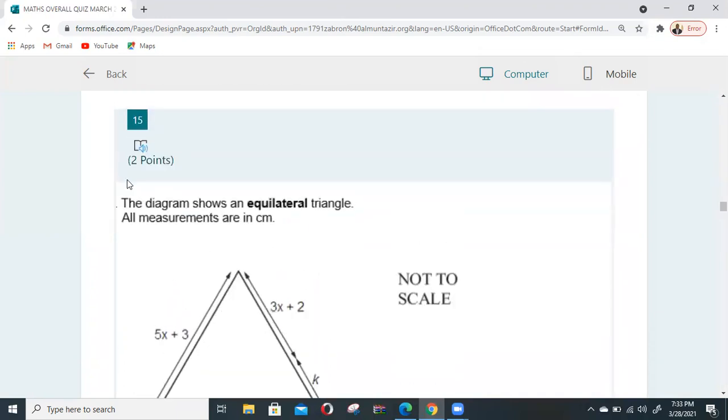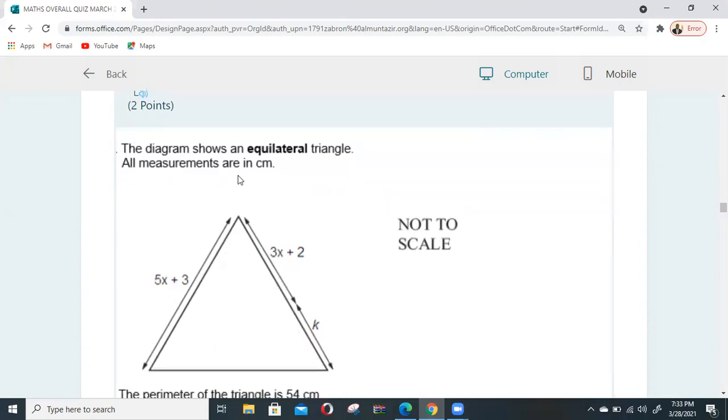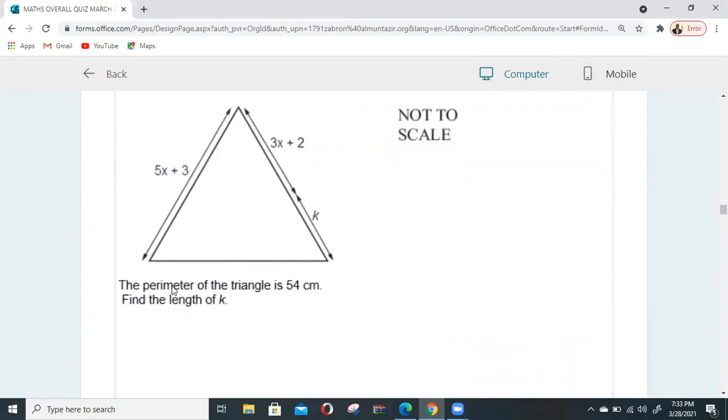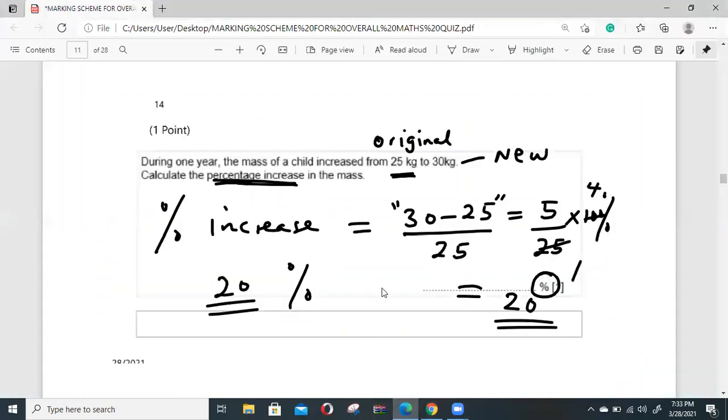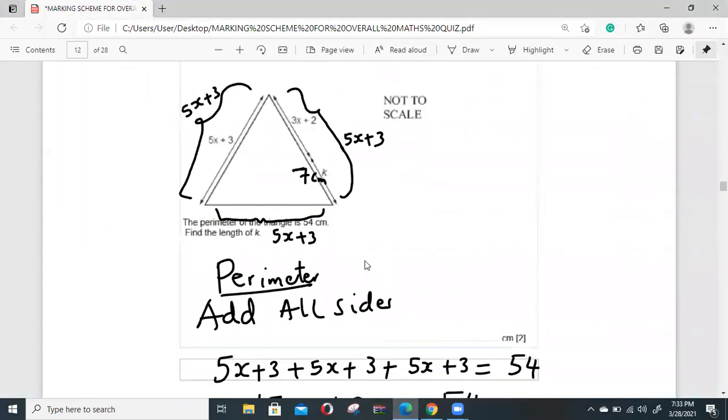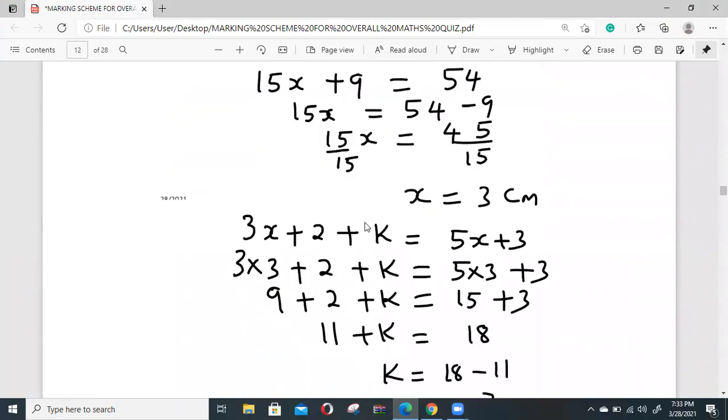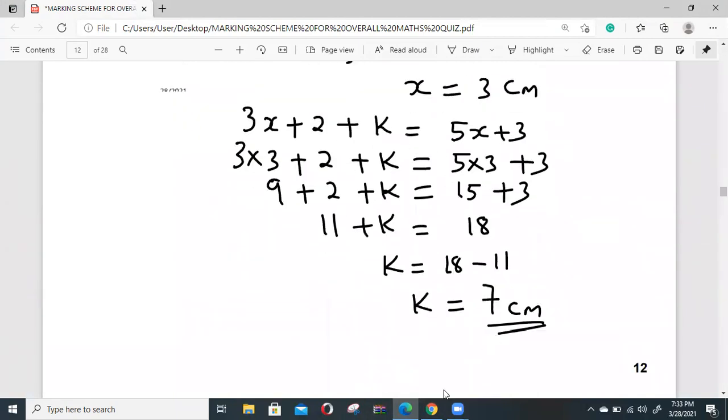Question number 15. The diagram shows an equilateral triangle. All measurements are in centimeters. The perimeter of the triangle is 57. Find the length of K. I have found the length of K here, and this is the calculation that I've gone through. And this is K equal to 7.